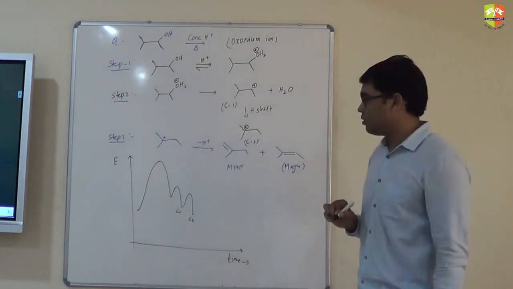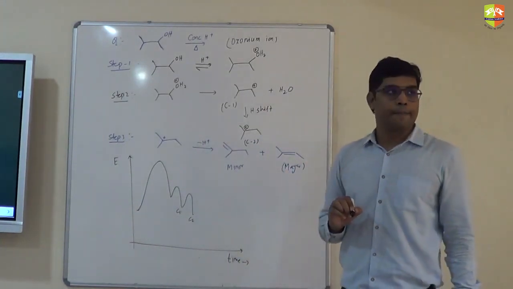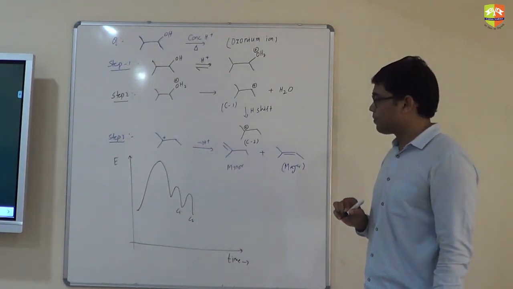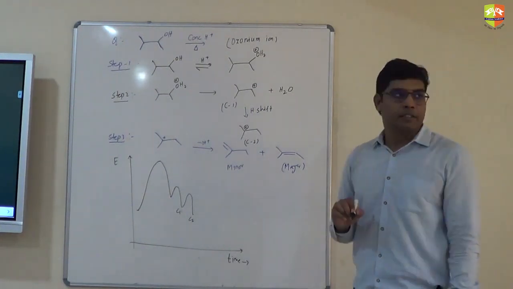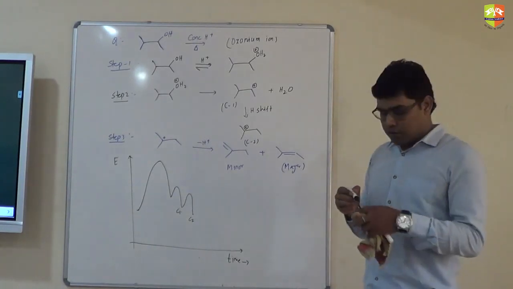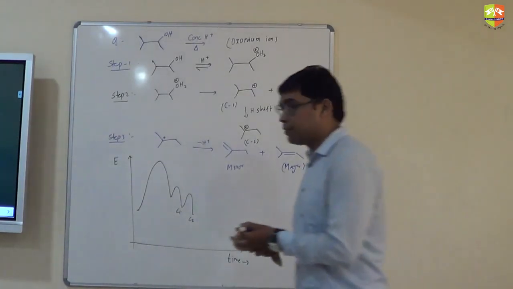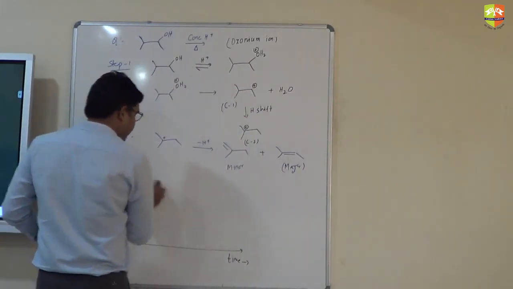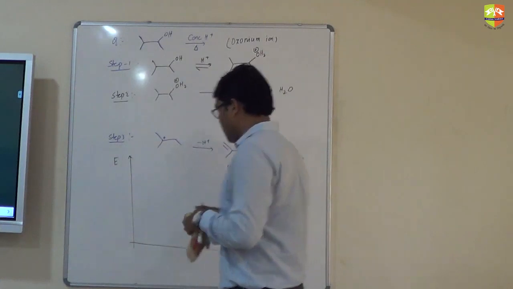Since that's the rate-determining step, shouldn't the energy barrier be much higher? It should be. C2 is lower than the first compound itself. The point is, why is C2 higher? I will do this very quickly.